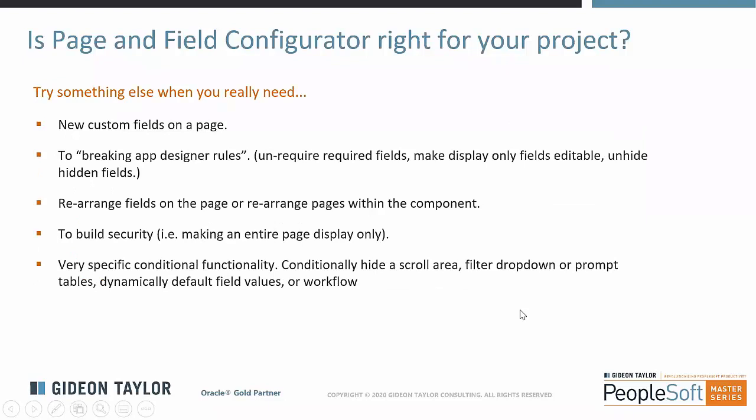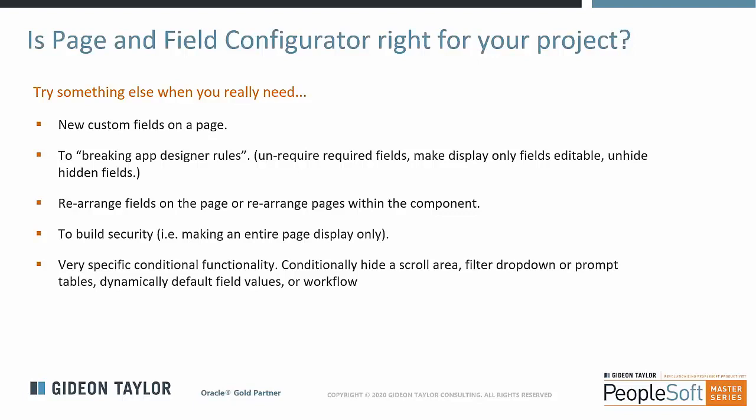And how about when your requirements extend past those concepts, though? You're going to want to look in a different direction when what you really need are new custom fields on a page. The page just isn't collecting all the information that you actually need. If you need to break App Designer rules, so for instance, you can't unrequire fields with Page and Field Configurator. You can't make already display-only fields editable, and you can't unhide hidden fields on the page. You also can't rearrange fields on the page or rearrange pages within the component. So it's kind of what you see is what you get here. The fields are going to stay in the order that they are according to App Designer.